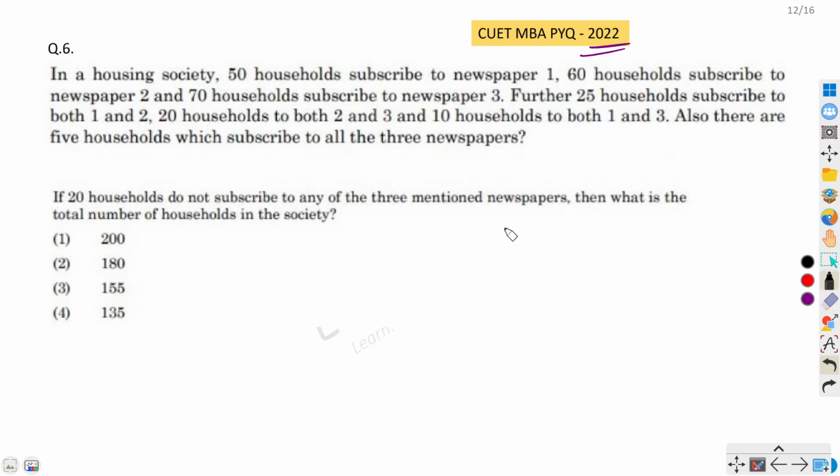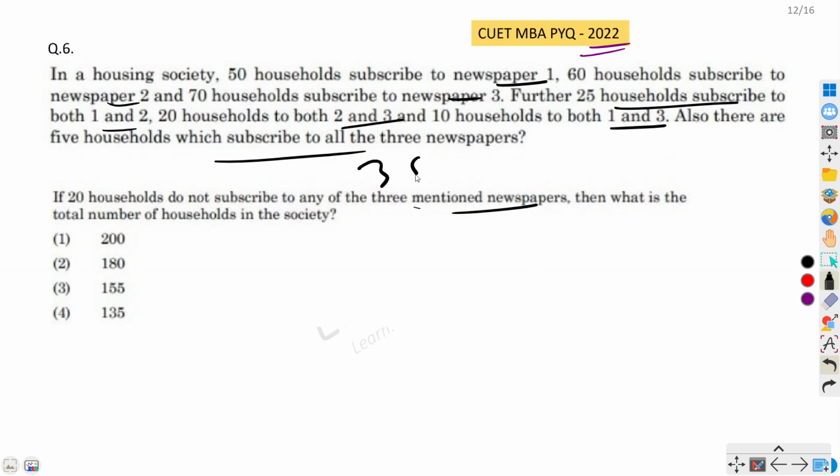In a housing society, 50 households subscribe to newspaper 1, 60 to newspaper 2, 70 to the third. Further, 25 households subscribe to both 1 and 2, 20 to both 2 and 3, and 10 households to both 1 and 3. Also, there are 5 households which subscribe to all 3 newspapers. Now the question: if 20 households do not subscribe to any of these 3 newspapers, what is the total number of households in the society?